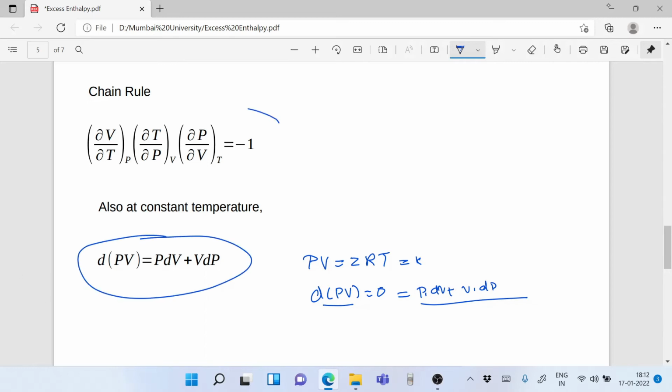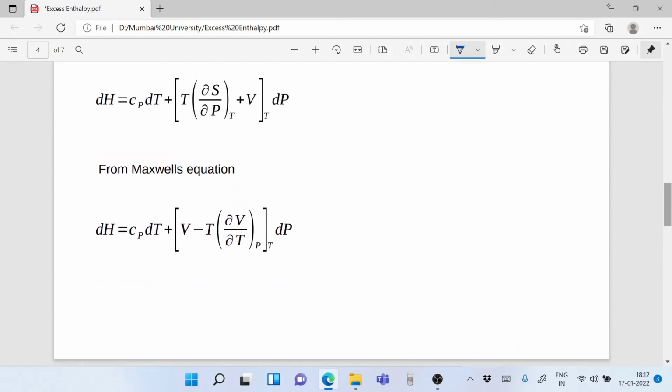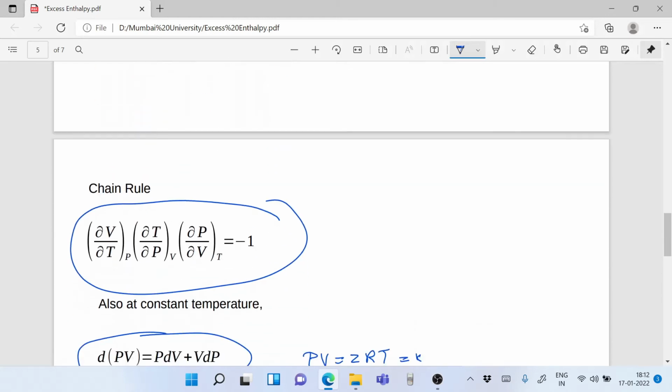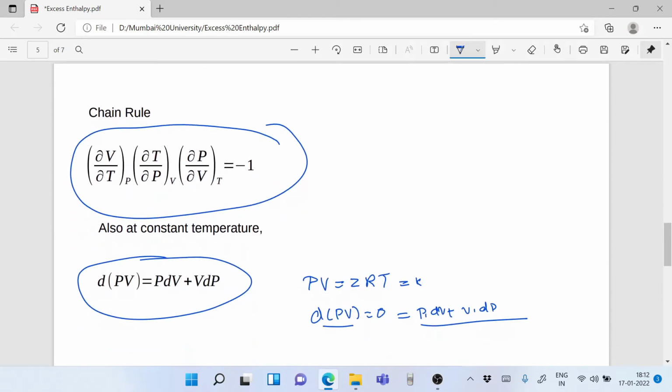Now we replace these two equations in our equation, that is Cp dT plus V minus T dou V by dou T dP. Now dP into T dou V by dou T at P, we replace using the chain rule, and V dP we replace using this equation, right?